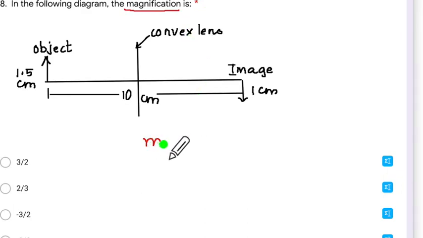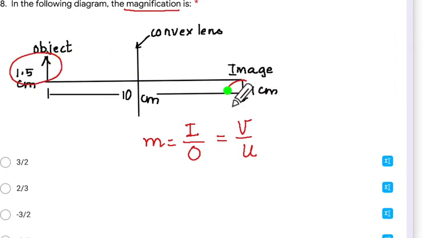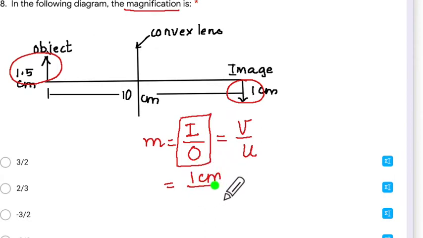Now we must know the magnification formula. It is the height of the image upon height of the object, which is also equal to the image distance upon the object distance. Now here can you see we have been given the height of the object as well as the image. So your magnification, if I substitute for I upon O, the image is 1 centimeter and the object, the height is 1.5 centimeter.